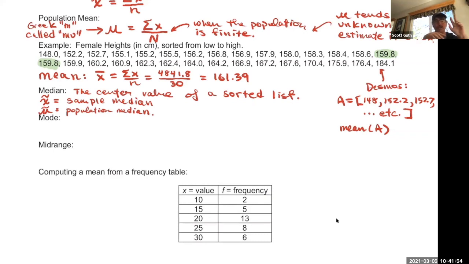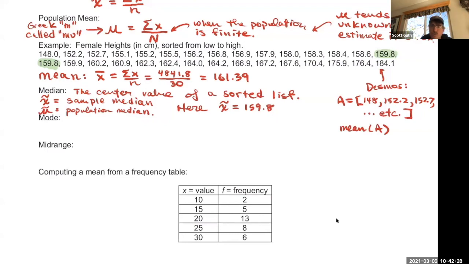If there's two central values, you average them. Here, they're both the same value. So when you average two 159.8s, you'll get 159.8. So here, the X tilde is 159.8. Now, all the mechanics of how that's computed are described in the book, but you are not going to compute this by hand. Not on an exam and not in your homework.